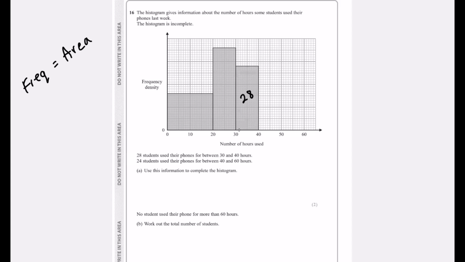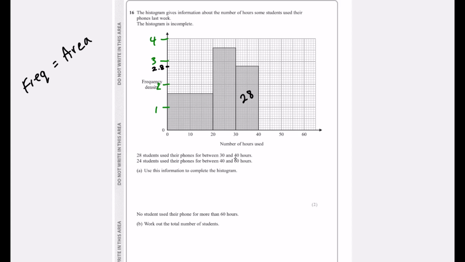It's got a base of 10. Between 30 and 40 is 10. So its height, 10 times something is 28, must be 2.8. So this here must be 2.8. And from that we can work out the scale. So it goes 1, 2, 3, 4.